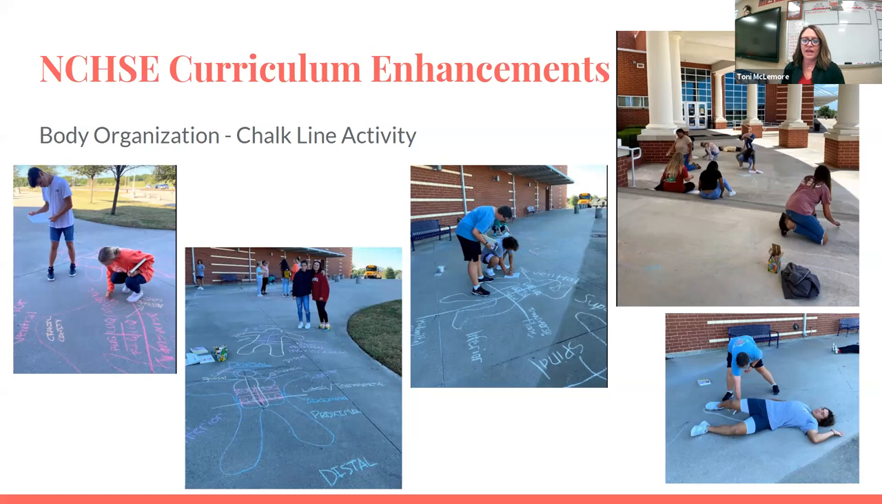And then they will label, there's different things on there that they have to label. I think there may be close to 30 things that they have to label that's on the activity in the enhancement. So they have to label distal, proximal, the quadrants, the different cavities. So my kids absolutely love this.